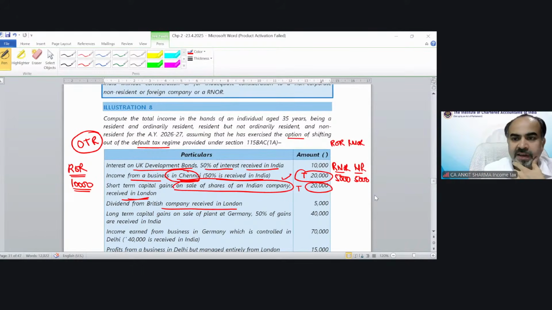Lohit is saying 5K only for ROR, nil for both. Only ROR, very nice. Correct. Only 5,000 is going to be taxed in the hands of ROR.